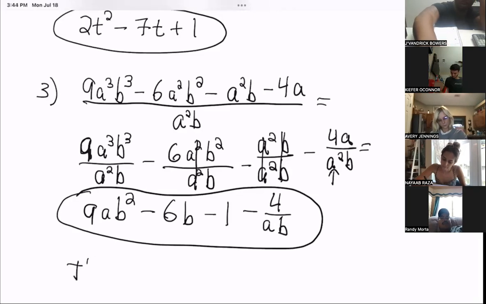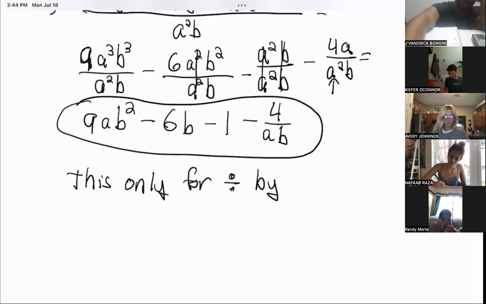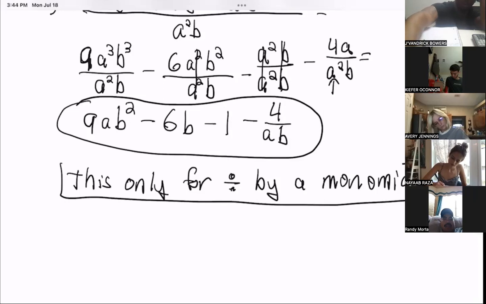You can't do this with anything else. This is only for dividing by a monomial. If you try with anything else, it's going to be wrong. It's only for dividing by a monomial.